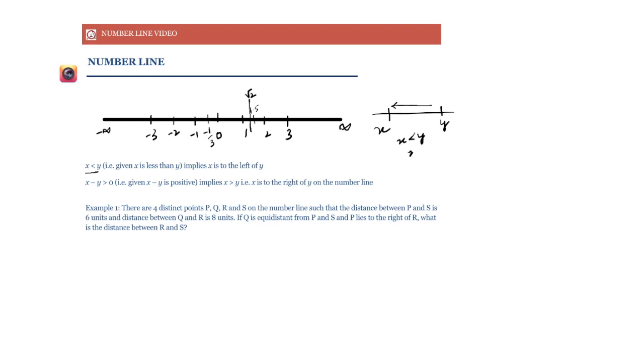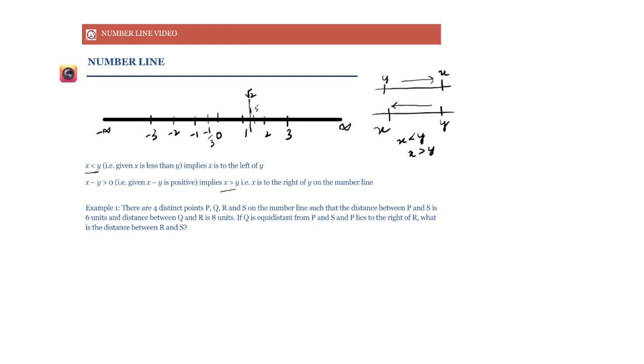Similarly, if we are given that x is greater than y, then we know that x is to the right of y. X is here and y is here. Again, relative to 0, we don't know where they lie. They could be both negative, both positive, or one negative, but we know that x will always be to the right of y. So what does x minus y greater than 0 imply? That x is greater than y, and x is to the right of y on the number line.